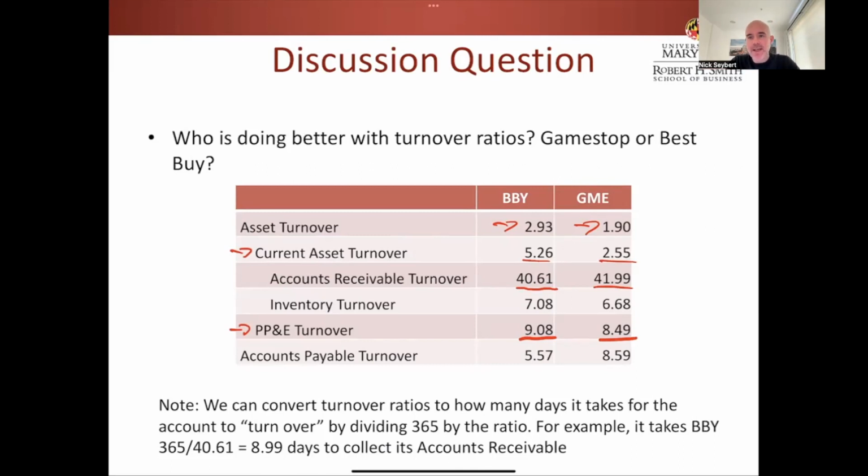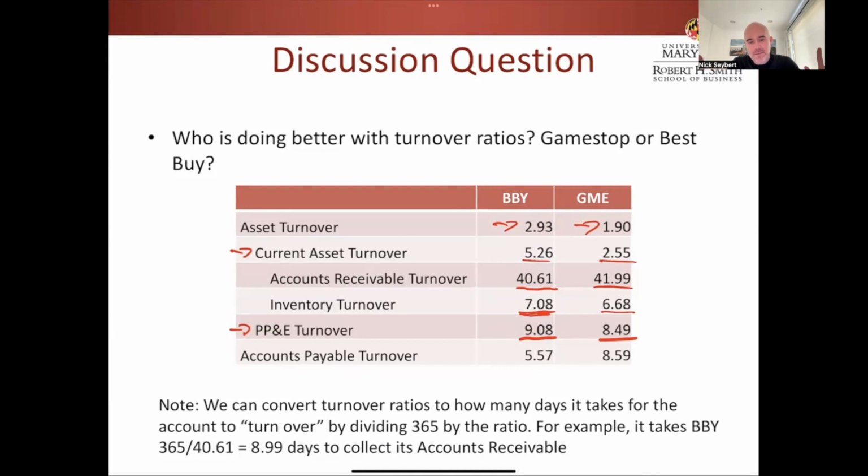What about inventory? And inventory turnover is like the bread and butter of being a manufacturer or being a retailer. What do you do? You produce and or sell inventory, right? And so that's the critical metric here, usually. But again, not a huge difference. I mean, Best Buy sells its inventory a little over 7 times per year. GameStop is closer to about 6.7. Yeah, Best Buy's doing better, but again, by about like 5%.